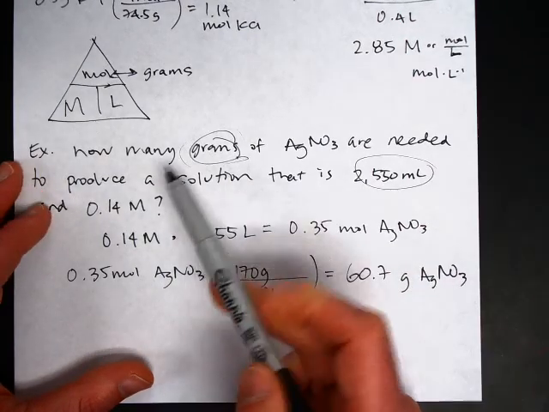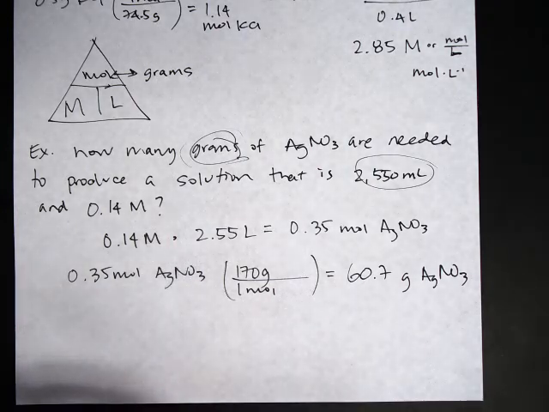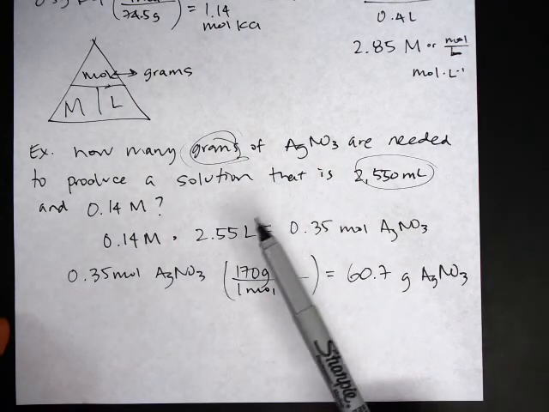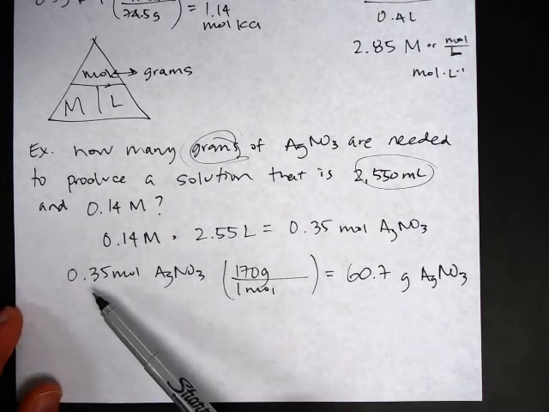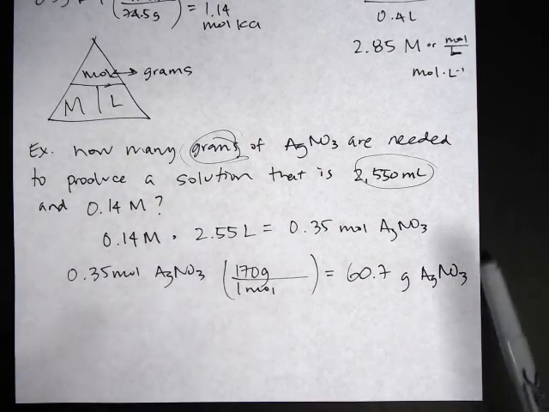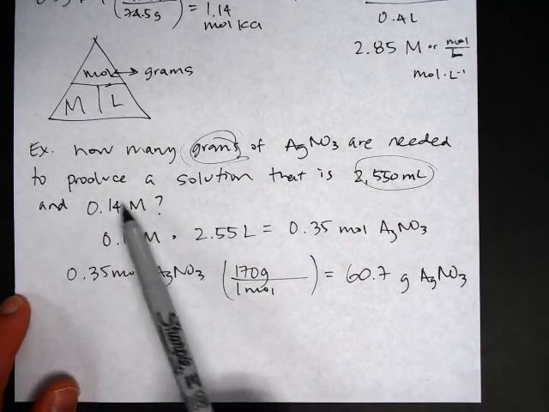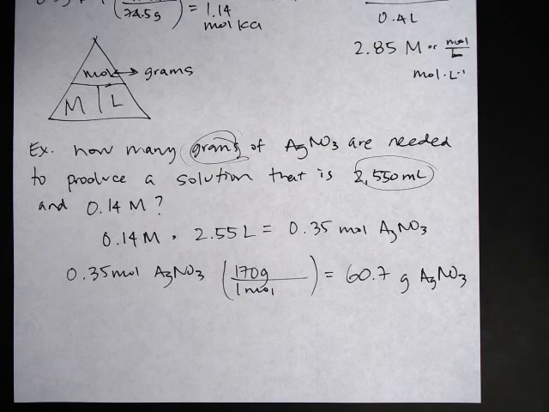So if you wanted to make this solution, which is a pretty common problem, you have solid silver nitrate, you have some water, and how would you make a solution? Well, you do this math first, and then you just figure out that you need 60.7 grams of silver nitrate, and then dissolve that in enough water to make this much solution, 2,550. And if you do that right, you should be about 0.14 molar.